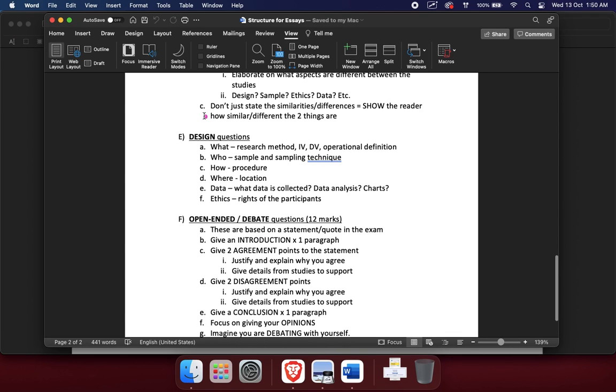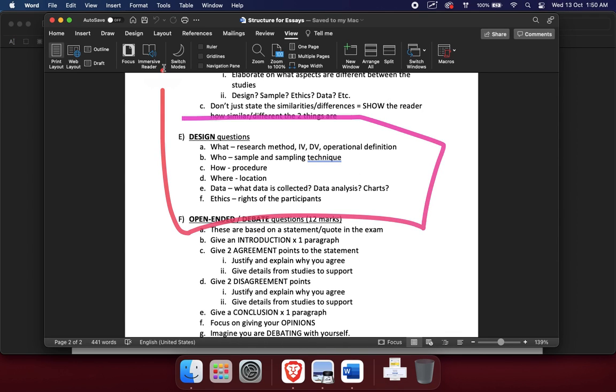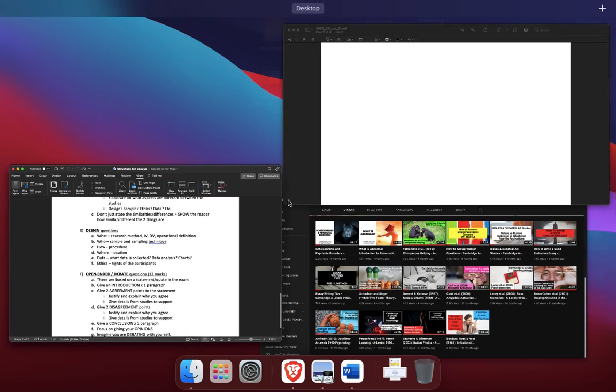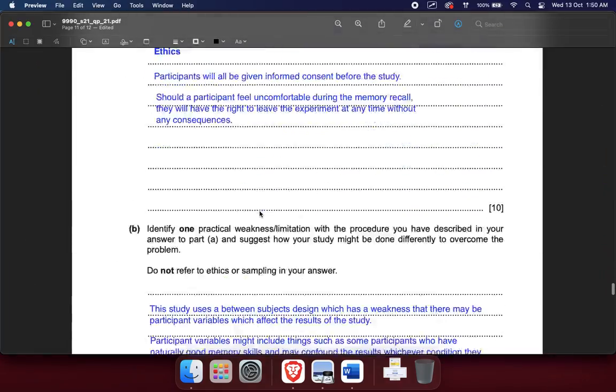What else can I advise you? Okay, having a structure is good. So you have design questions like this. Structure your design: what, who, how, where, data, ethics. This is how I do my answers. This is how I tell my students to do their answers as well.